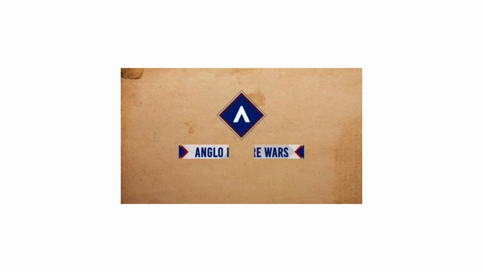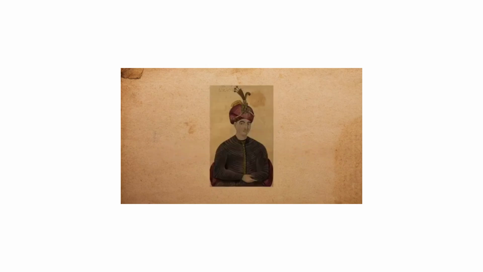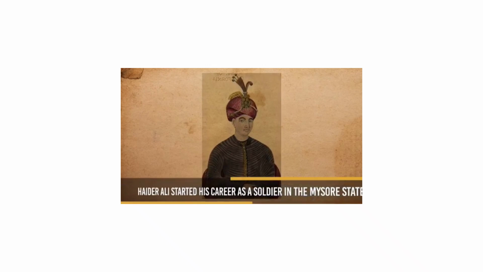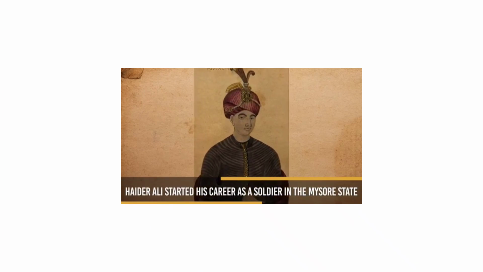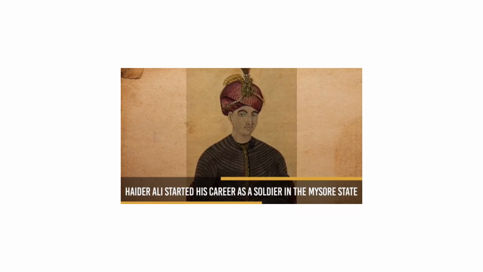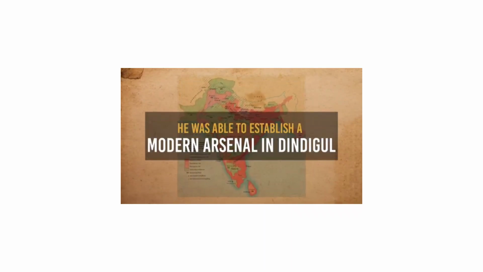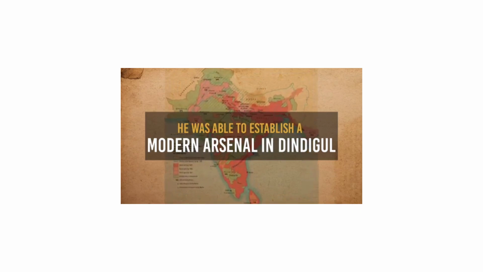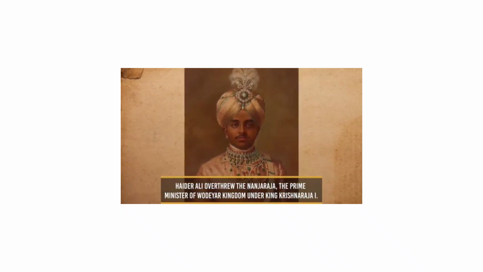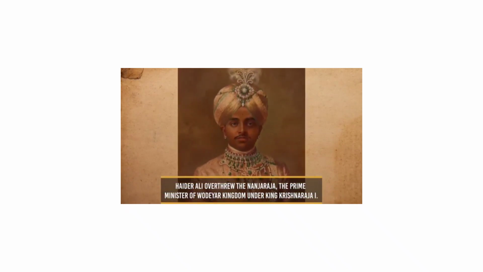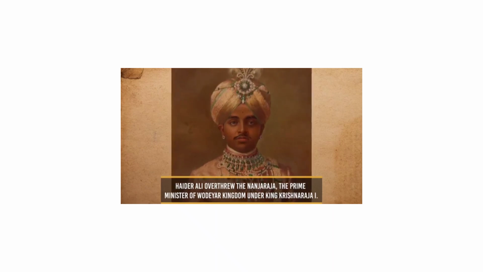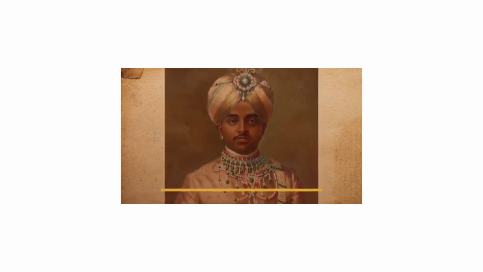We're going to look at the Anglo-Mysore Wars that happened between 1767 and 1799, which were majorly fought in the South Indian region. Hyder Ali started his career as a soldier in the Mysore state, where he later became the Faujdar of Dindigul. With the help of the French, he was able to establish a modern arsenal in Dindigul. And in 1761, Hyder Ali overthrew Nanjaraj, the Prime Minister of the Wadayar Kingdom under King Krishnaraja I. He kept recognizing the king as lawful ruler.